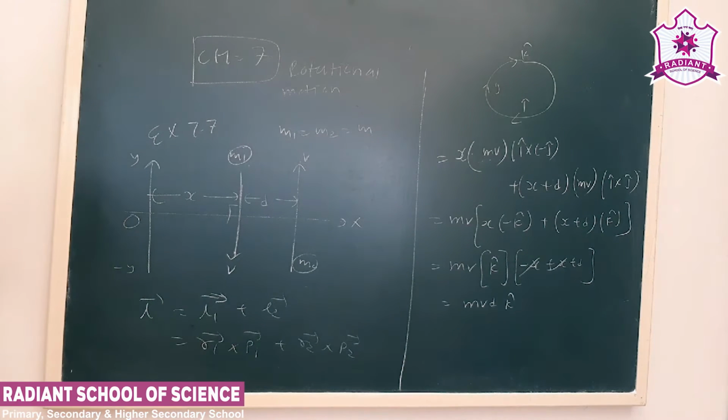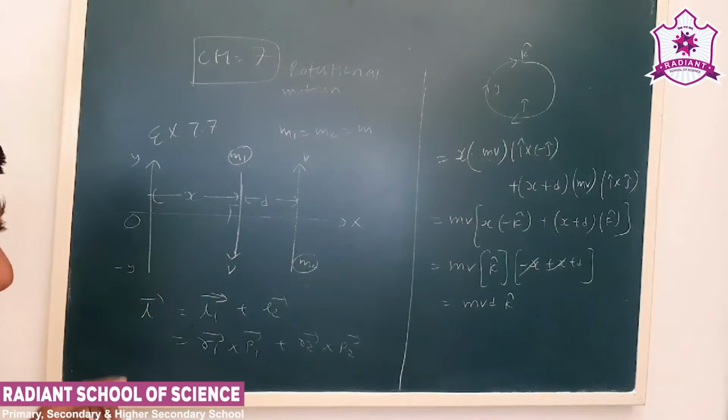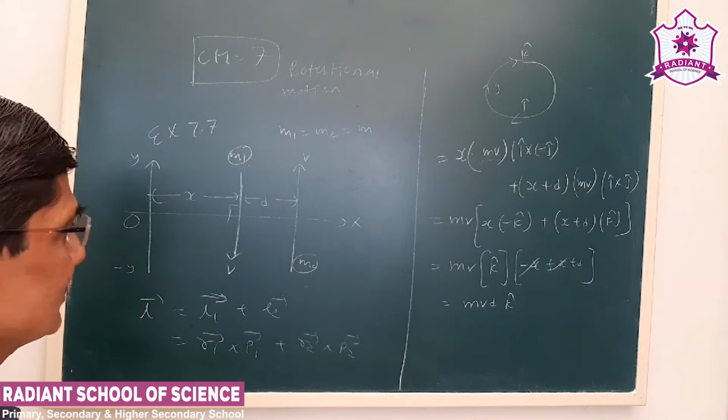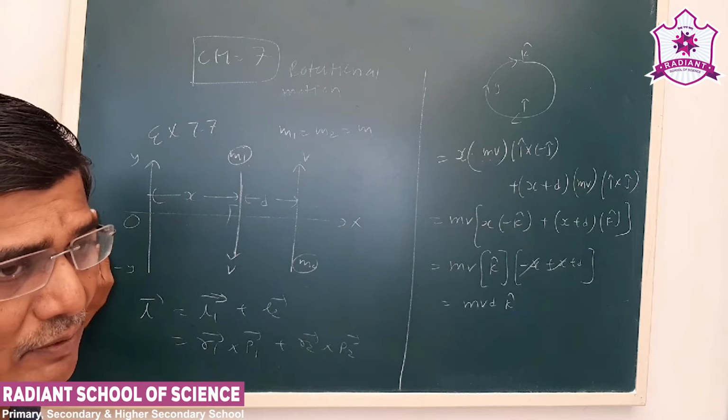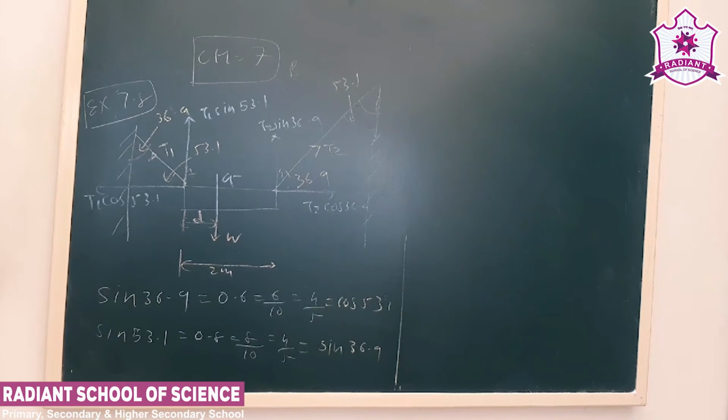So we can show that the angular momentum does not depend on the position or the origin with respect to which we have calculated the angular momentum. So this is our exercise sum number 7.7. Now see, next is exercise sum number 7.8.